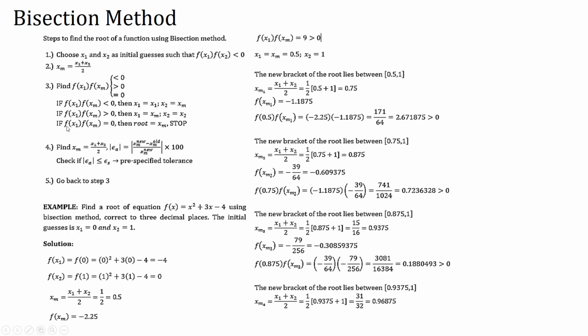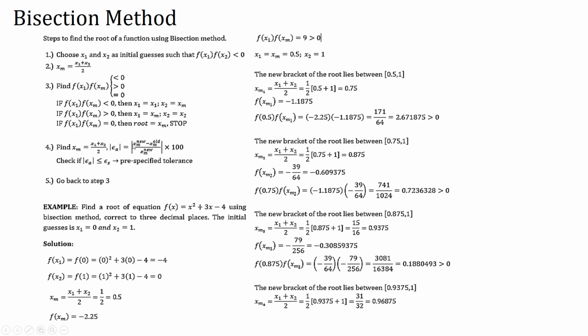Then, lastly, if f of x1 multiplied by f of xm is 0, then the root is equal to xm. So we should stop because we already found the root. Step 4 is to find xm, the average of x1 and x2. Here is the absolute error.